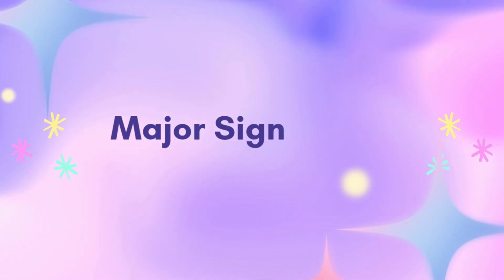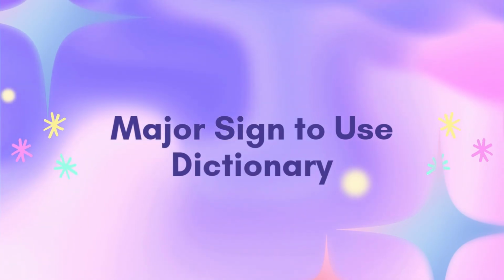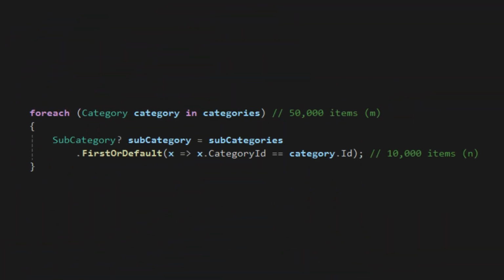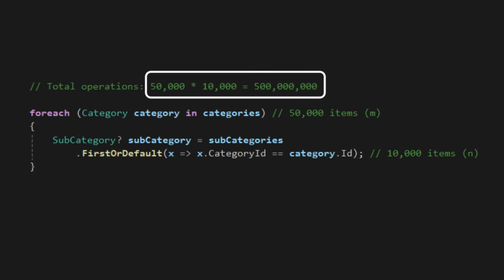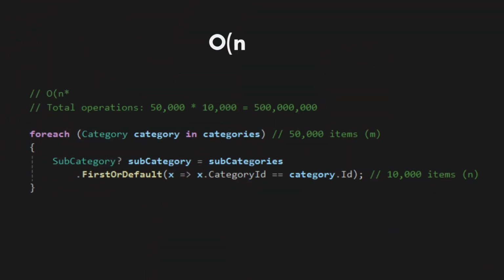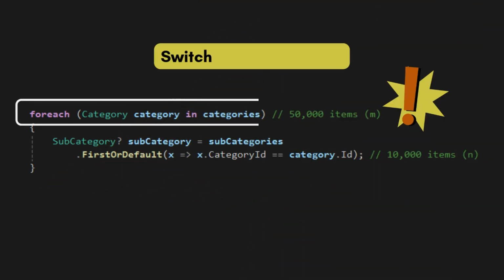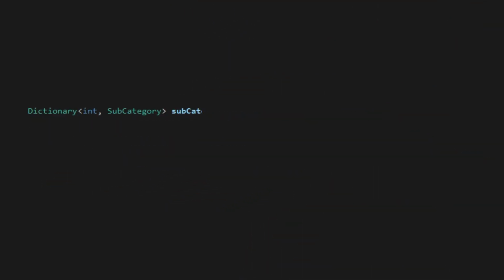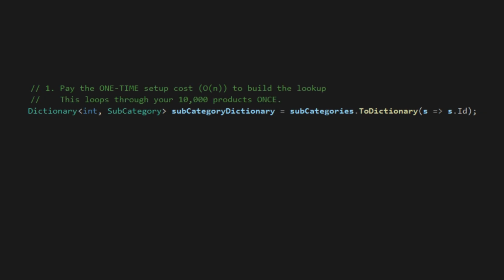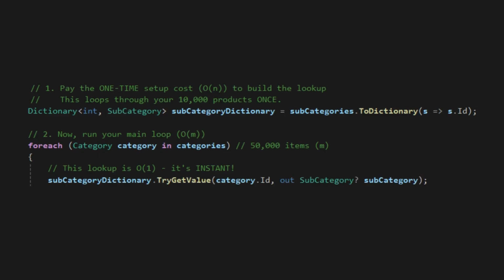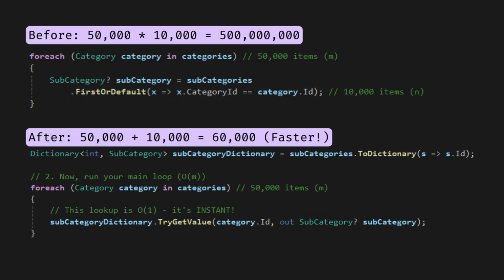Next, let's dive into a major sign you should switch to using a dictionary. Imagine this code. If there are 50,000 categories and 10,000 subcategories, you just created 50,000 times 10,000 lookups. This is a classic O(N times M) disaster. So, when you're about to put a FirstOrDefault inside a foreach loop, it's a huge sign to use a dictionary. First, build a dictionary once. We pay only a one-time cost. Then, all lookups inside the foreach become O(1), drastically faster than before.